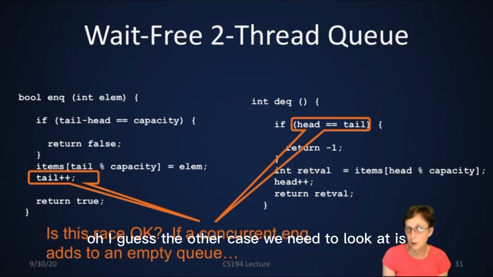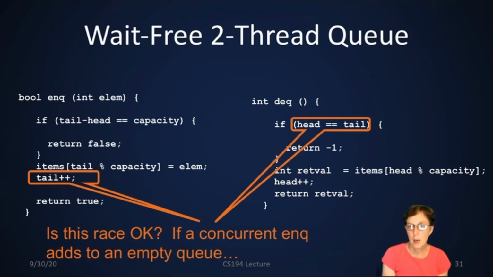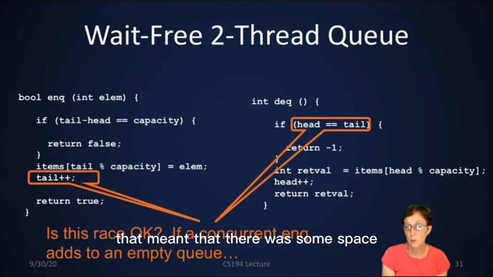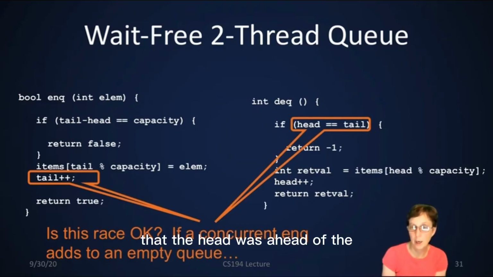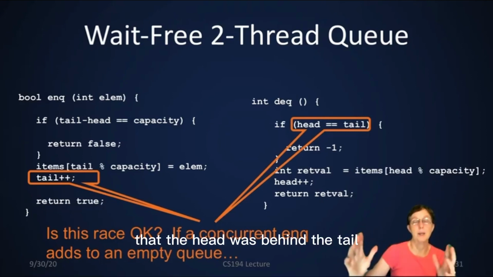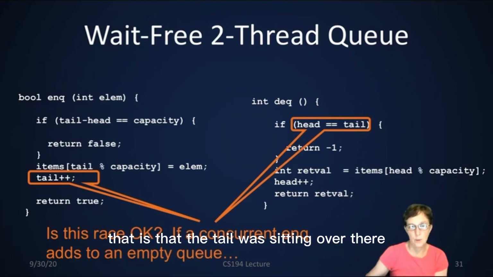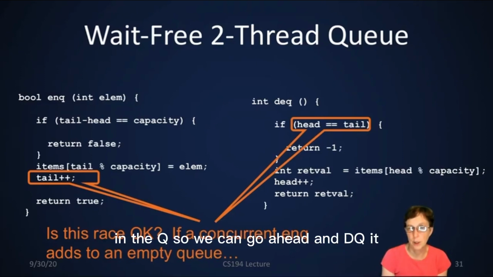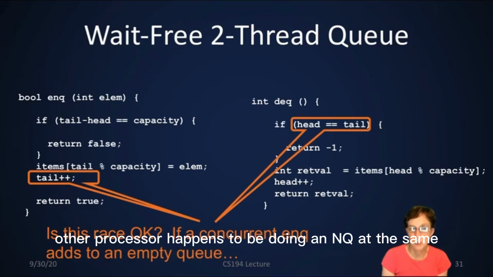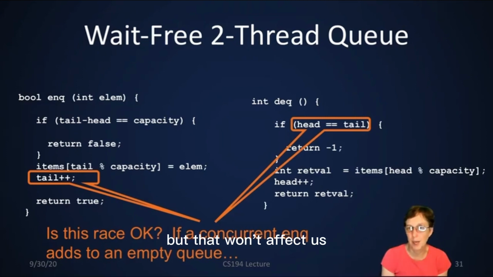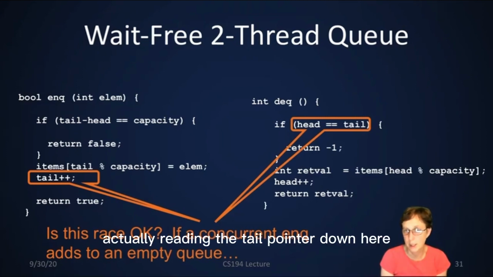Oh, I guess the other case we need to look at is what happens if it falls down to the rest of the code. Well, that was the case where the head was not equal to the tail. That meant that the head was behind the tail, that is, the tail was sitting over there with a larger value. And so that meant there was at least one thing in the queue, so we can go ahead and DQ it. And if the other processor happens to be doing an NQ at the same time, it'll just add more elements to it. It'll increment the tail pointer, but that won't affect us down here because we're not actually reading the tail pointer down here.